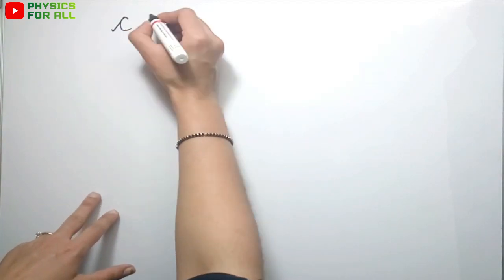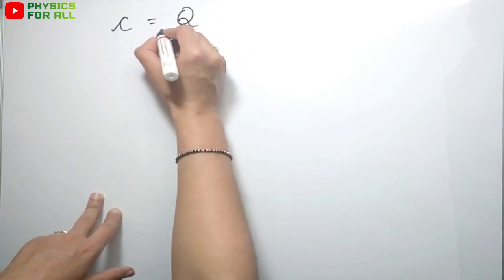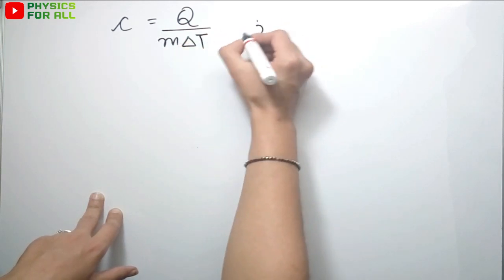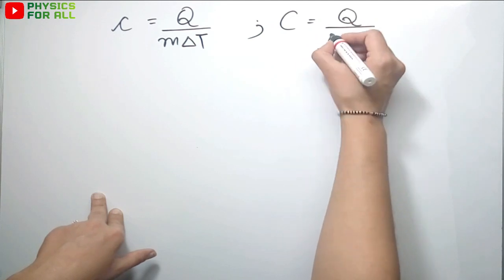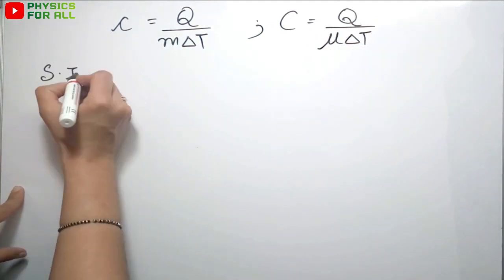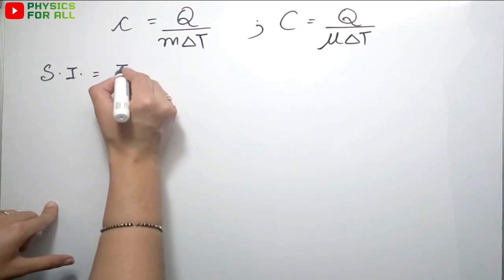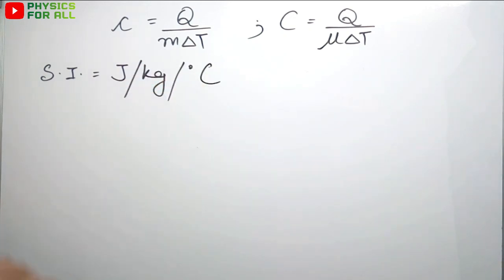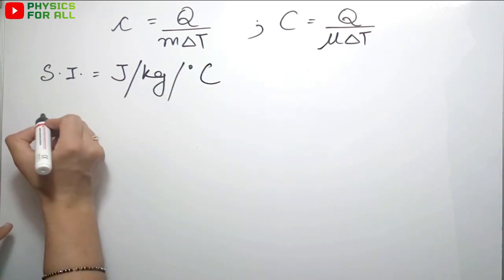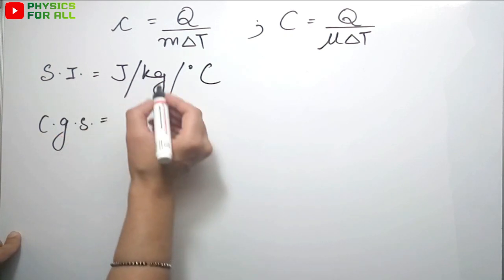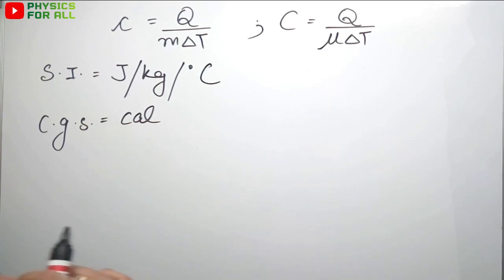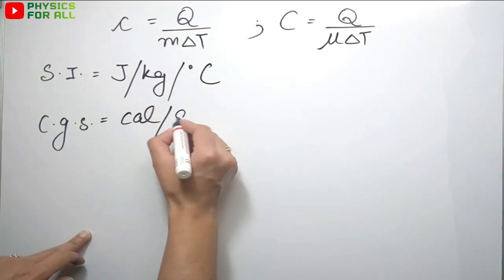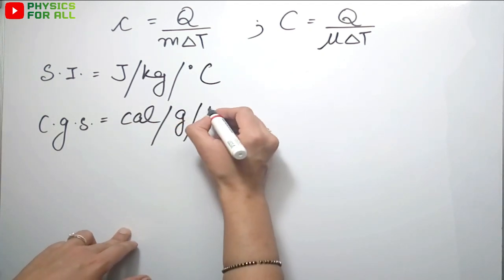Now let's find the units of molar specific heat capacity. So again, first I would like to mention the formula that specific heat capacity is Q upon m delta T and molar specific heat capacity is Q upon mu delta T. If you remember, the SI unit of specific heat capacity is joule per kg per degree Celsius for delta T. And the CGS unit is calorie, because the CGS unit of heat is calorie, per gram, because the CGS unit of mass is gram, per degree Celsius.